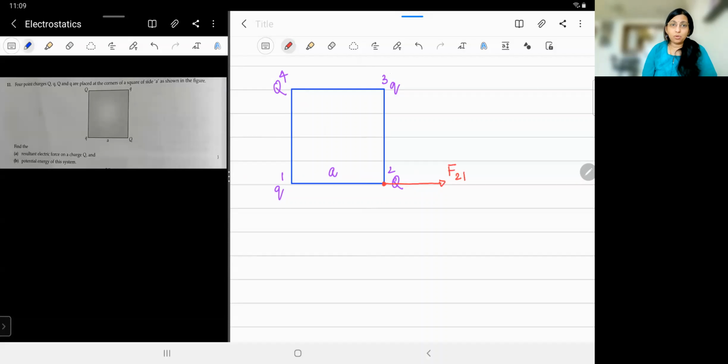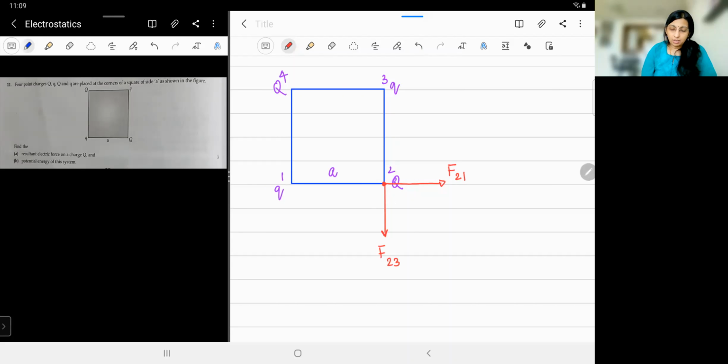F2,1, force on 2 due to 1. Again, force on 2 due to 3. That's along the line joining the two charges. This is F2,3. Since F21 and F23, you can see that the distance between the two charges and the magnitudes are the same. The length of the vectors that I'm drawing are also equal.